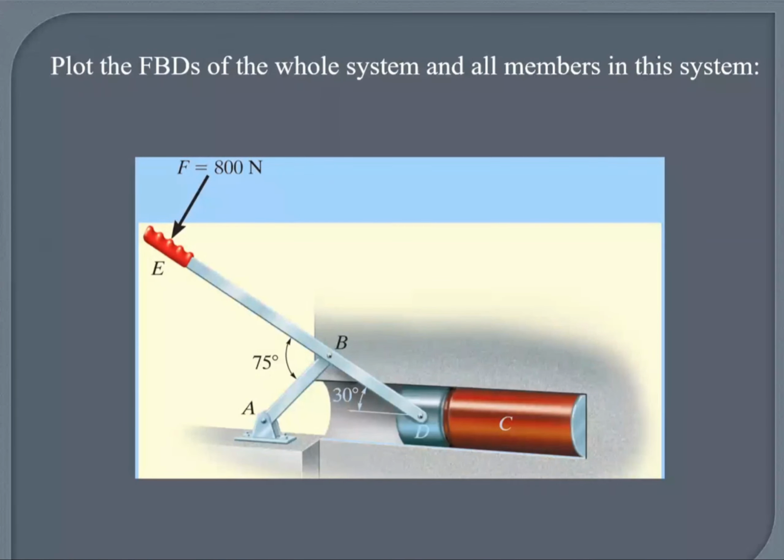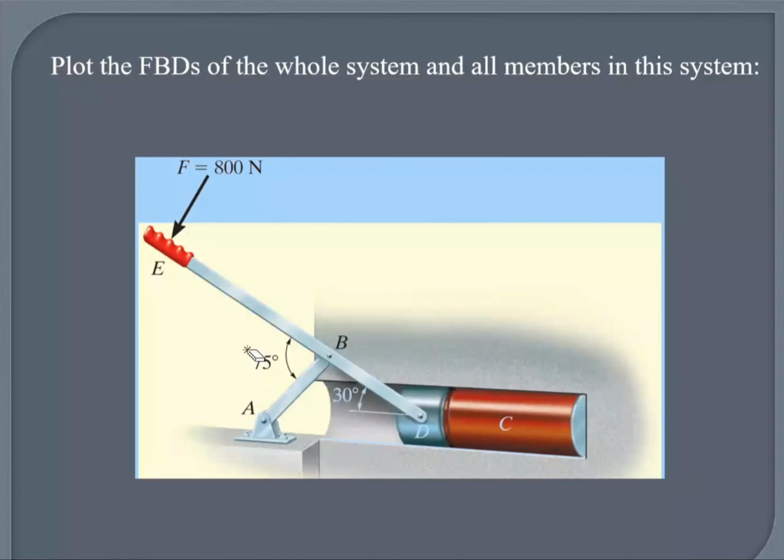It says here, plot the free body diagram of the whole system and all members in the system. Let's look at the whole system. What is this? It's basically a compression machine. You've got a piston being forced. When you apply force here, the piston moves in this direction and compresses whatever we've got in the center here.